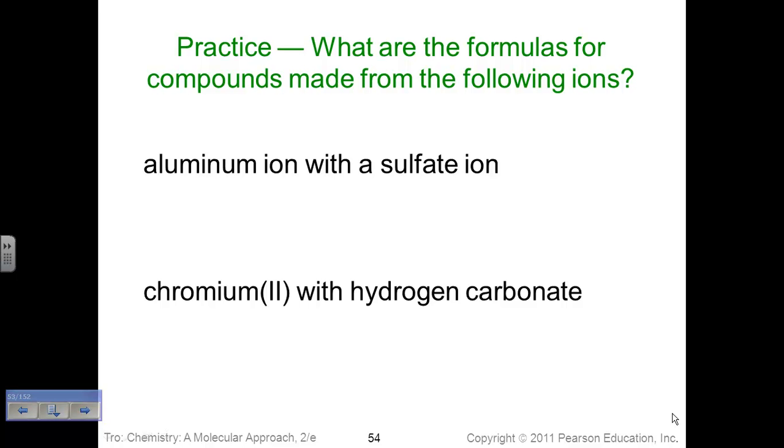Try some on your own. What are the formulas for the following compounds? Aluminum sulfate, chromium 2 hydrogen carbonate. Please pause the video. Please give yourself this chance to practice your skills. So important to getting success in chemistry. Learning the language of chemistry is such a critical step. Pause, spend time with your periodic table and the polyatomic ion chart, and just restart when you're ready to check your work.